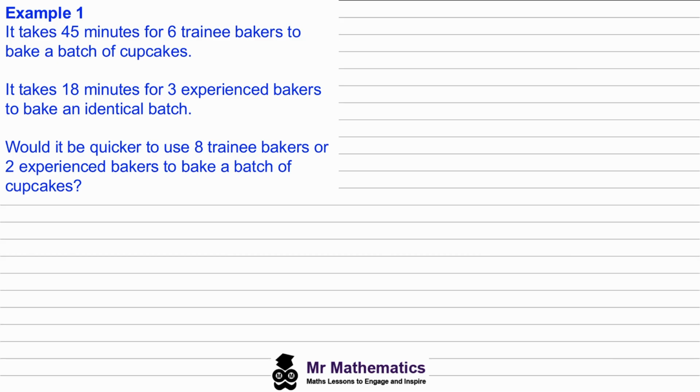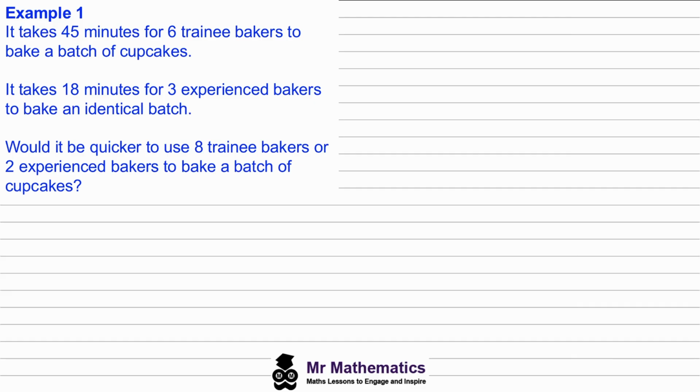In our first question, we're told it takes 45 minutes for 6 trainee bakers to bake a batch of cupcakes, and it takes 18 minutes for 3 experienced bakers to bake an identical batch. We've been asked to work out whether it would be quicker to use 8 trainee bakers or 2 experienced bakers to bake a batch of cupcakes.